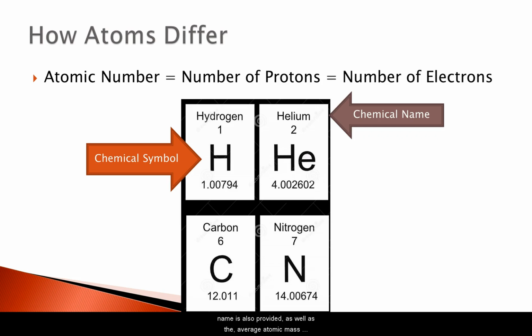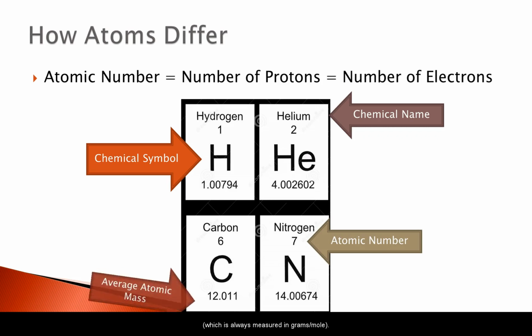The chemical or element name is also provided, as well as the average atomic mass, which is always measured in grams per mole.